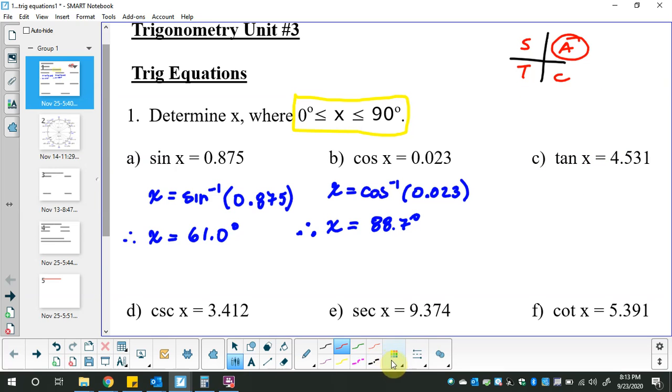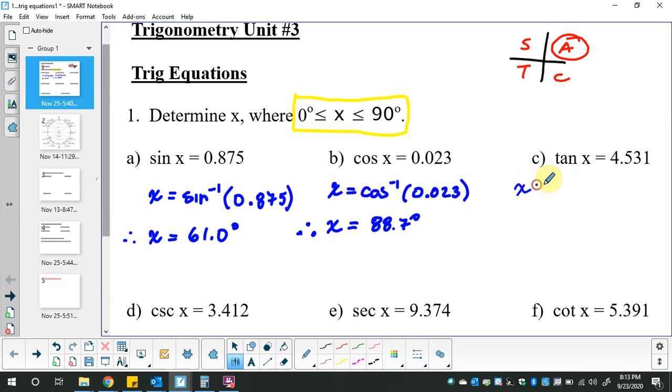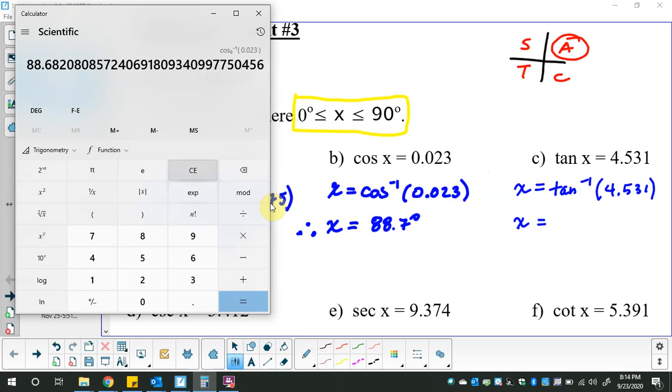So the steps are that you're going to have to take the tan inverse of 4.531 using your calculator. It's impossible to do a lot of questions, not all questions, but a lot of the questions without your calculator.